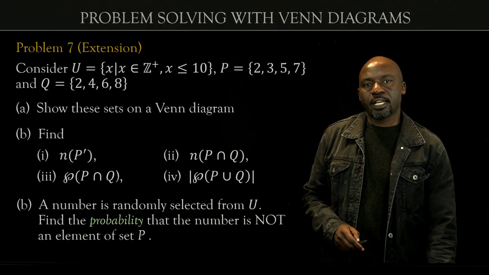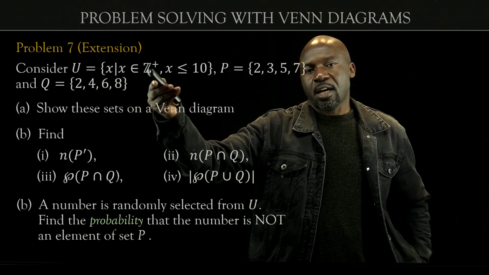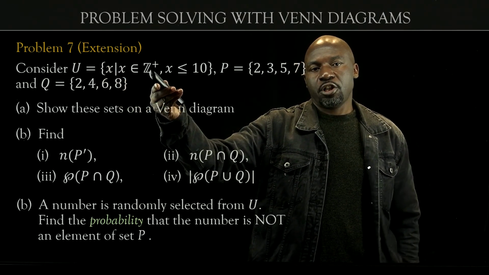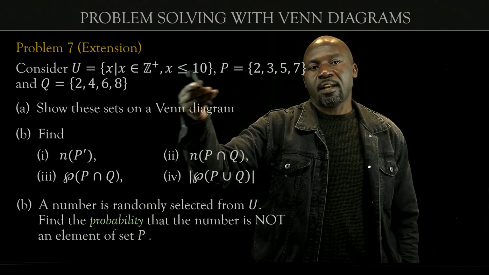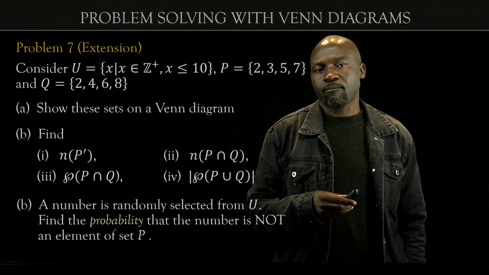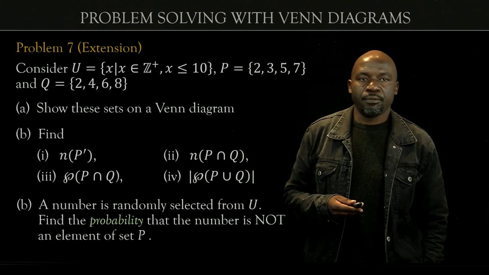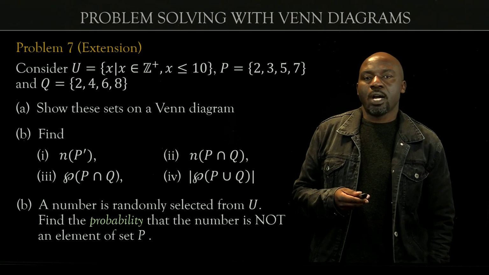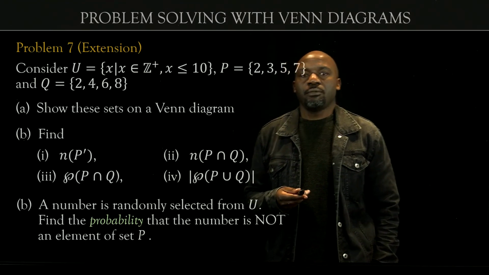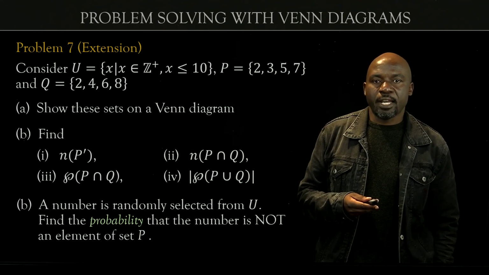Consider the universal set of elements x such that the elements are positive integers and are less than or equal to 10. And the set P is the set containing 2, 3, 5, and 7, while set Q contains 2, 4, 6, and 8. Show these sets on a Venn diagram.